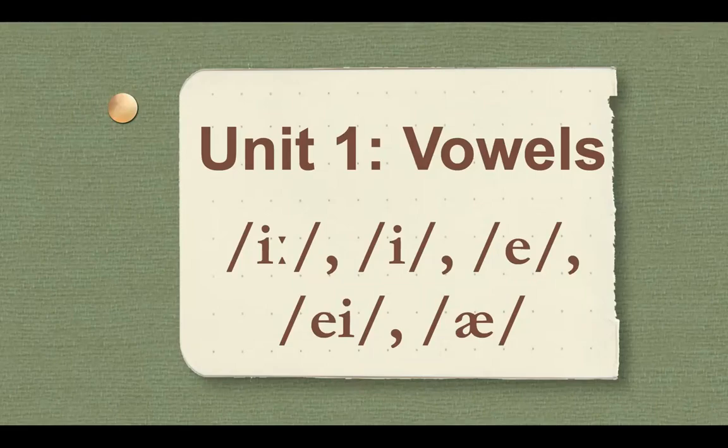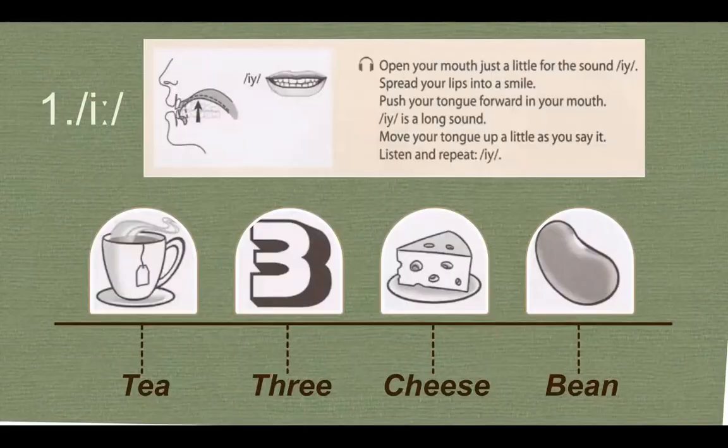Okay, so we move on to unit 1. We have vowel sounds. We have 5 vowel sounds here. Firstly, we have the vowel sound /i:/. This is a long vowel sound. To make this sound, you need to open your mouth just a little and split your lips into a smile. You put your tongue forward in your mouth, and it is a long sound, so move your tongue up a little as you say it. You can look at the picture and also do these steps to make the sound.